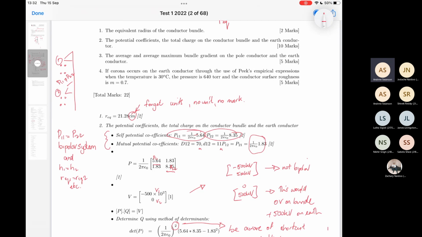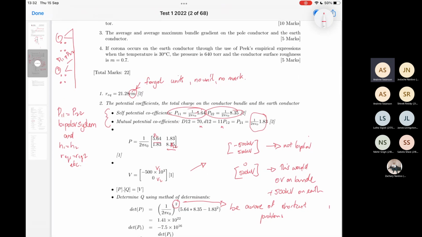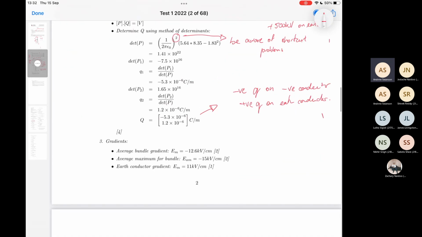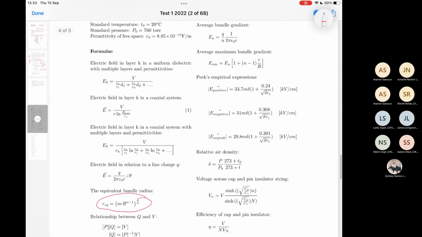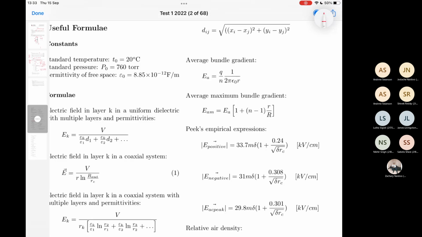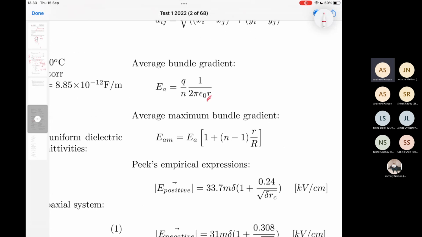That's just pulling the equations and arranging them correctly for now. The average maximum bundle gradient on the pole conductor and the earth conductor. Right, so the average bundle gradient is this equation here. Right, be careful, it is small r. You're dividing the total charge for the equivalent bundle by your number of conductors in the bundle.